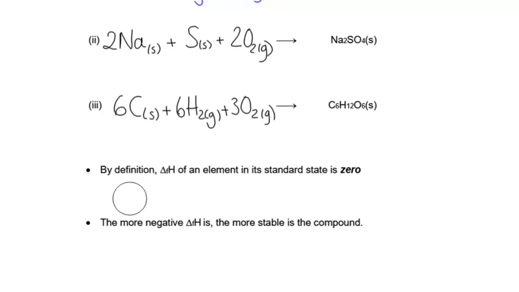So by definition, the enthalpy change of an element in its standard state is 0, and the more negative a value is for this, the more stable the compound is. What you have to think about is if I had to go backwards, I'd have to put that same amount of energy in but positive, so the more energy I'd need to put in to break it up, the harder it must be to break up, the more stable it is.